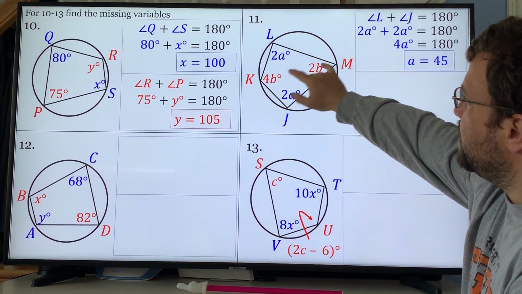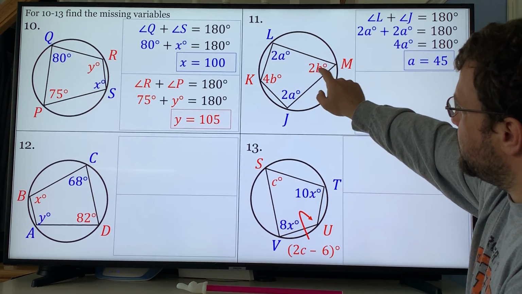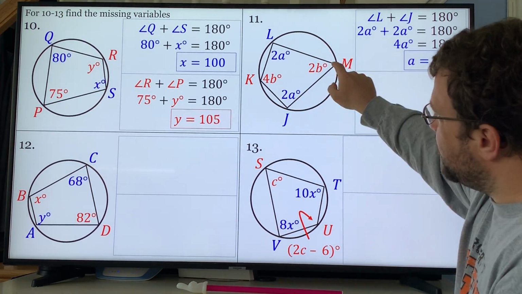Opposite. How do you know they're opposite? They're not opposite if they're right next to each other. All right? They can't share the same side.